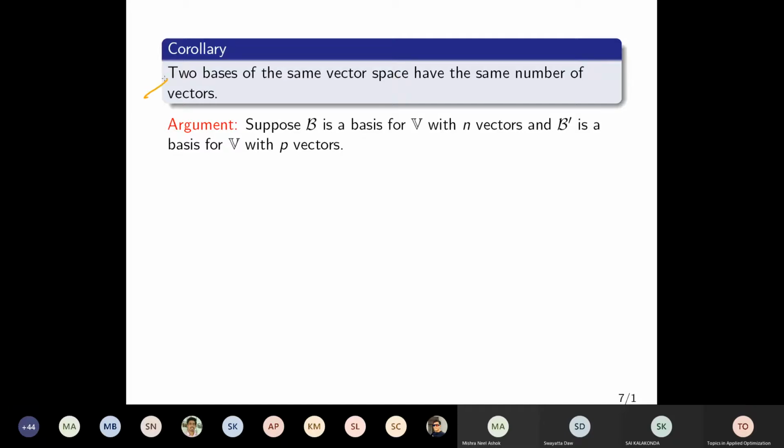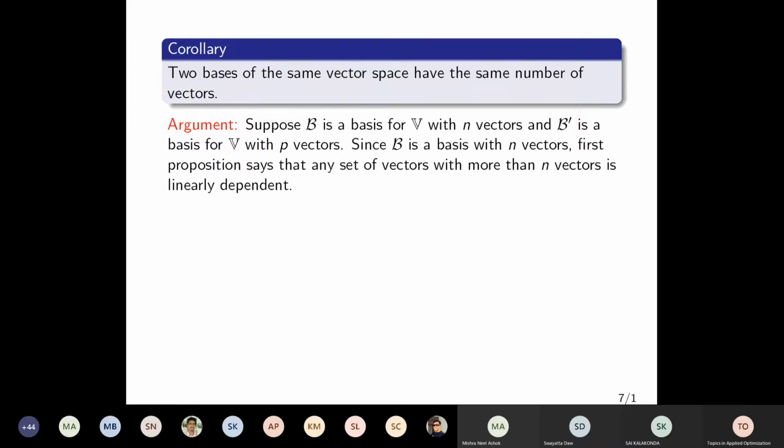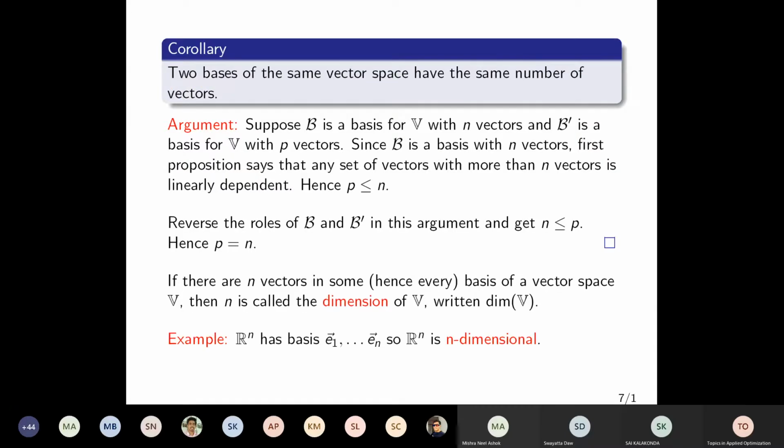An important thing to remember is that any two bases of a vector space should have the same number of vectors, and you can prove this with common logic. There's no big deal here. The proof is very small.